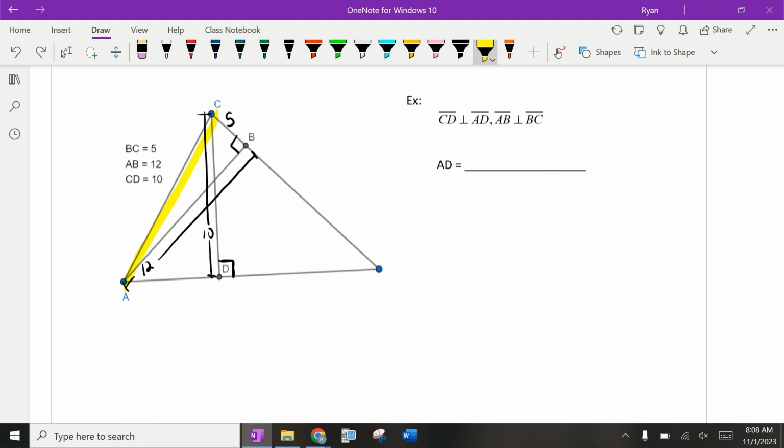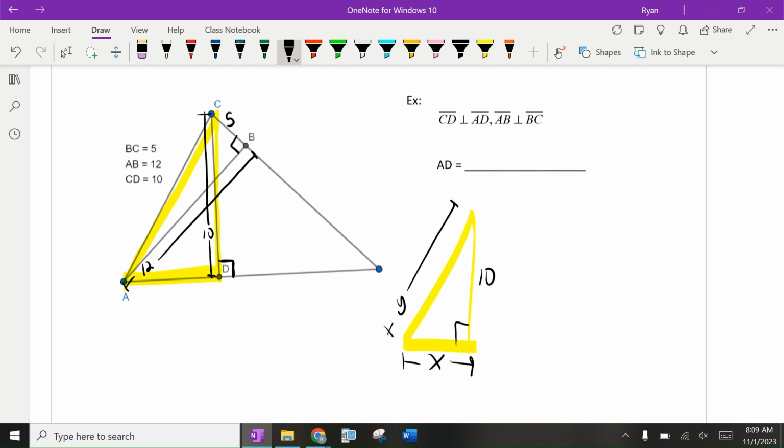You want to know the length of AD. AD is inside of this yellow triangle. It's one of the sides. If I draw that yellow triangle, I know that this length is 10. That's the length of CD. I don't know the bottom, nor do I know the hypotenuse. This is AD. Bottom one, the one we want, I don't know yet. In order to use Pythagorean theorem, I need to know two things. I'll go ahead and call this one y for right now. I don't know x or y.